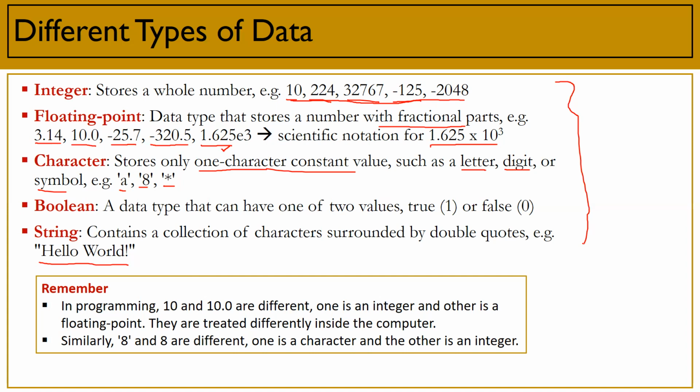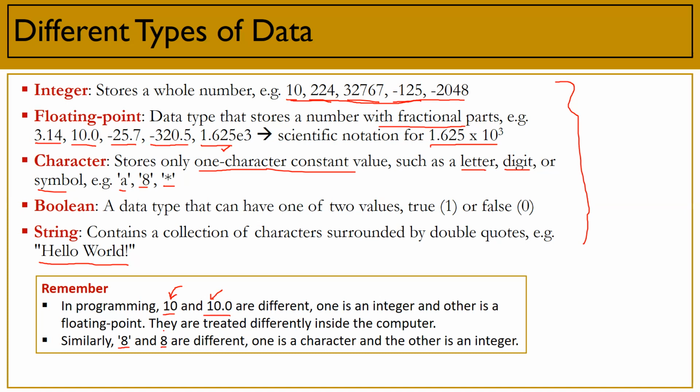Here, a few things you need to remember: in programming, 10 and 10.0 are different. In math, they are the same, but in programming they are different because one is an integer and the other is a floating point number, and they will be treated differently inside the computer. Similarly, the 8 kept inside single quotes and the 8 without quotes are different because one is a character and the other is a number. They will be stored differently inside the computer, so keep that in mind.